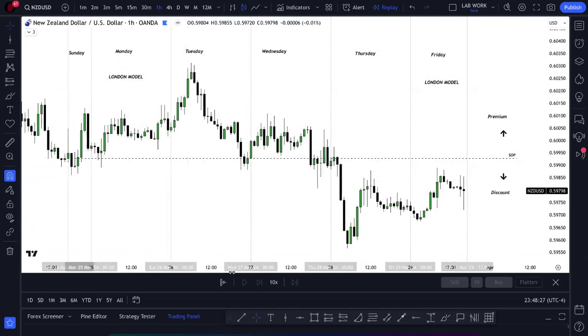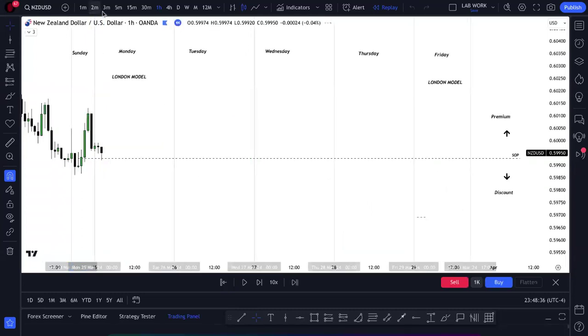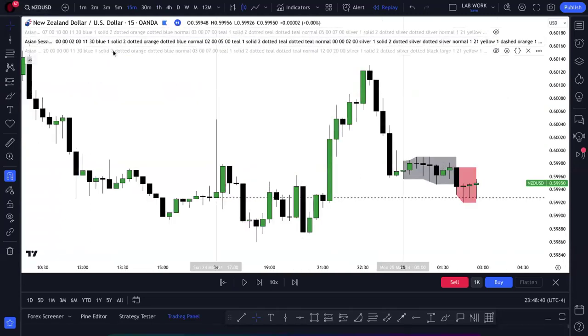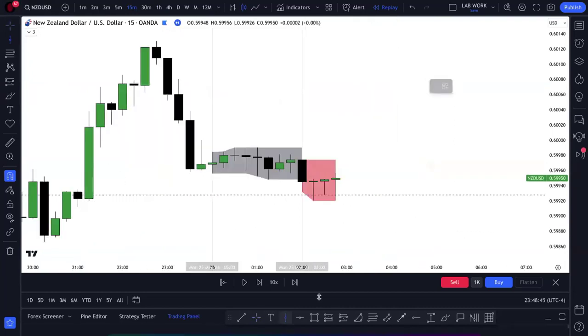So let's look at this London model. So the London model, same idea. So we're going from midnight to 2, 15-minute time frame. I'm going to turn on the session indicator so we can see it, so I don't mess this up. 5, that's the opening price there, right? That's the open. This candle opened, so it starts there.